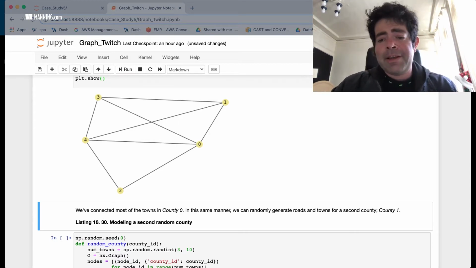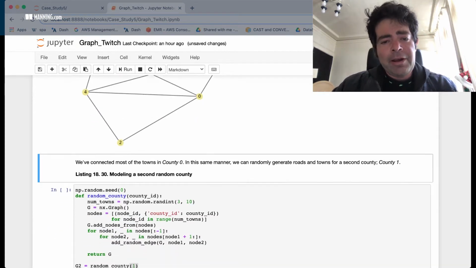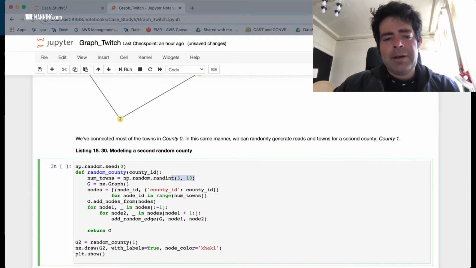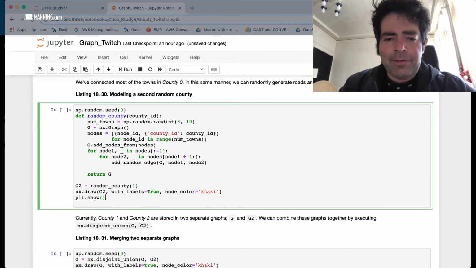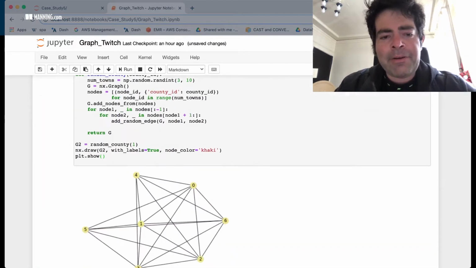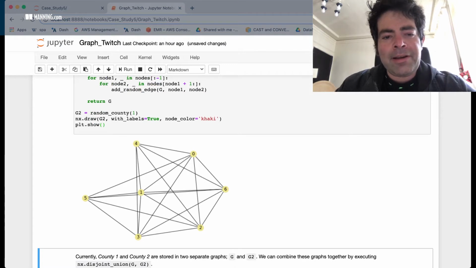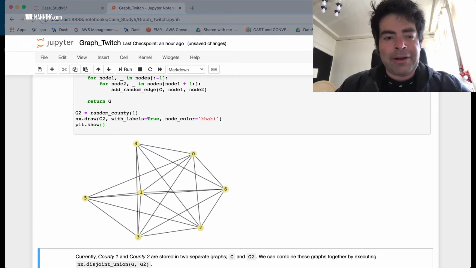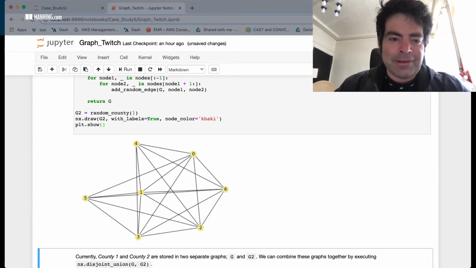Now we're going to model a second county, county 1. And we're going to assume that the county has between 3 and 10 towns. It's a value that we randomly select. And again, there's a 90% chance of there being roads between any 2 pairs of towns in the county. So here, we created county 1. It has more towns than county 0. And we see that most, but not all the towns are directly interconnected by roads. For instance, there's no road between town 5 and town 4.